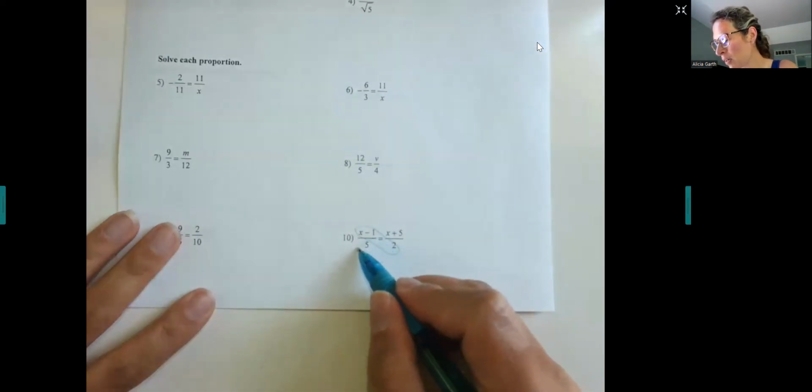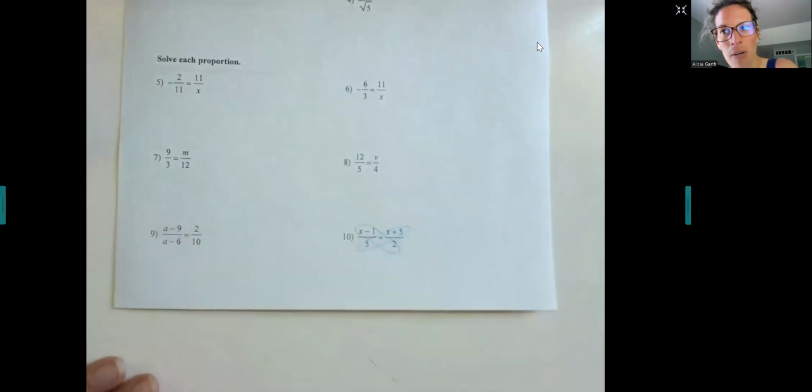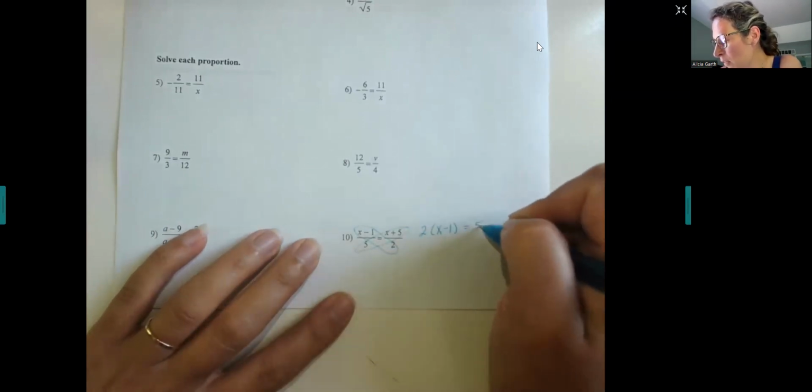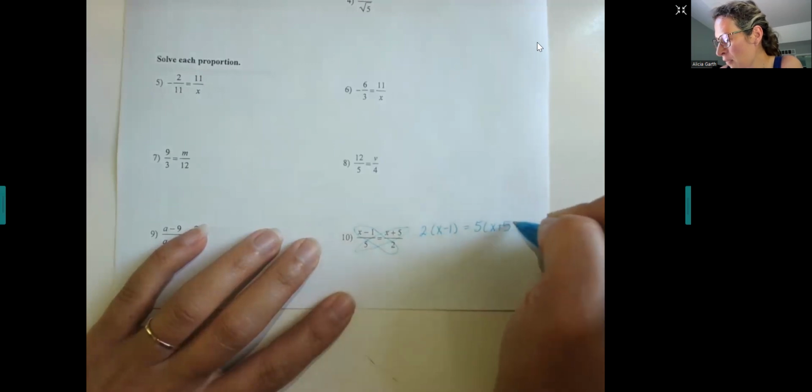Some of you might call it butterfly. Not real sure what else you might call it. I've seen all sorts of different things. I am going to rewrite this first because I've seen so many mistakes like this. So I have 2 times x minus 1 is equal to 5 times x plus 5.